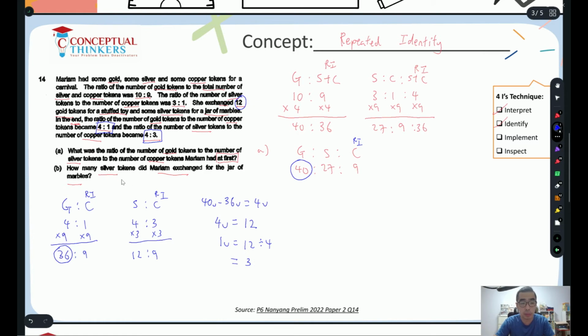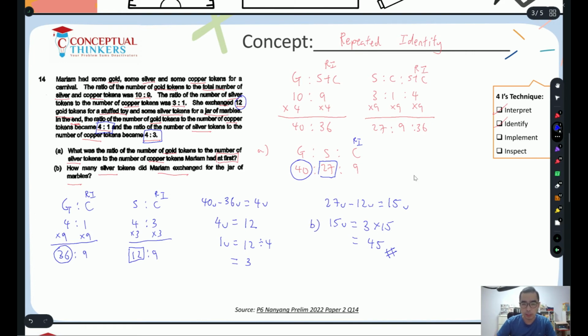Now they are asking how many silver tokens were used to exchange for the jar of marbles. So if you look at silver, silver initially was 27 units, then after that it dropped to 12 units. So what I'm going to do is take 27 units and minus away 12 units. So I know that there will be a change of 15 units. So this is the number of tokens that's used to exchange for the jar of marbles. So I'm going to calculate what is 15 units. Since I know the value of 1 unit, I just take 3 times 15. So this will give me 45. So the answer will be 45 for part B.